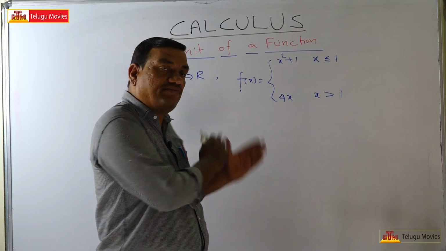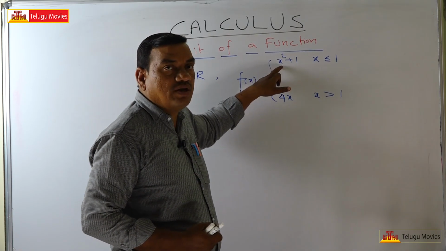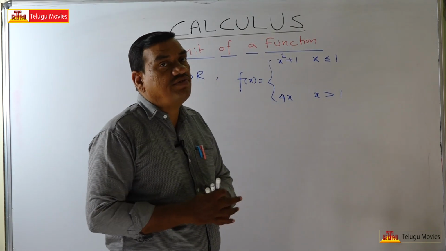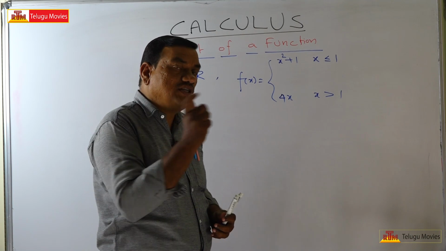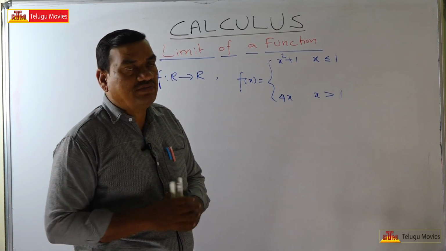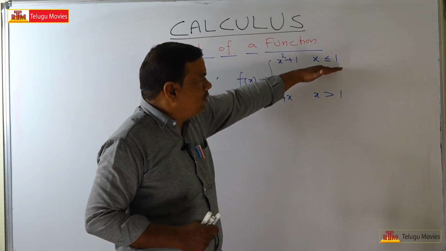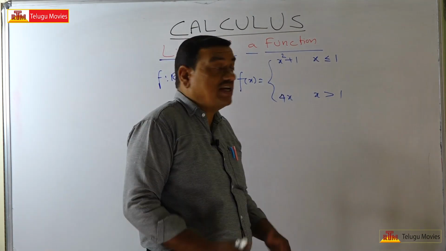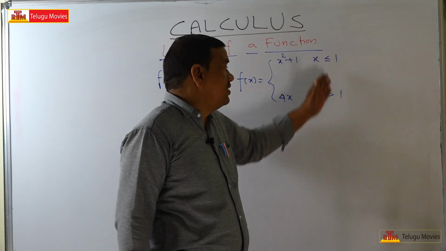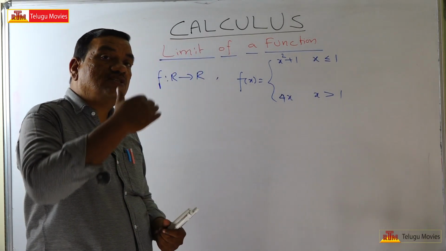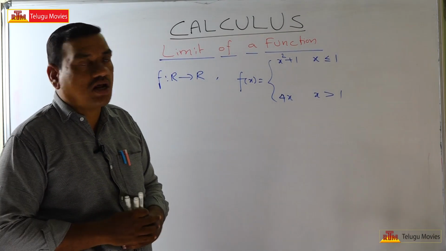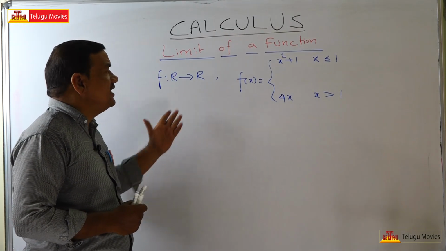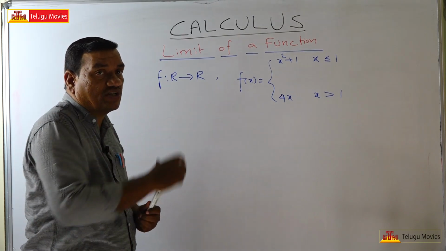From 1 to the left side, the function is defined as x square plus 1, and from 1 to the right hand side, the function is defined as 4x. So this type of function is called a piecewise function. That means the domain is divided into pieces. Luckily here there are only 2 pieces. There are some functions divided into 3, 4, 5 pieces also. Now as the x value approaches 1, let us see what is the limit of this function f of x.